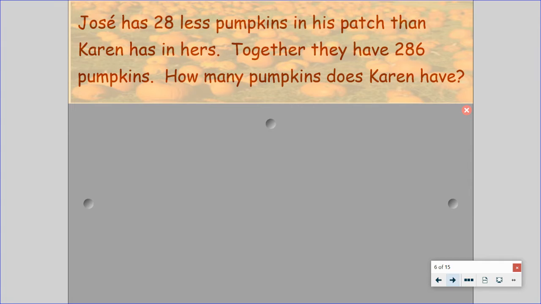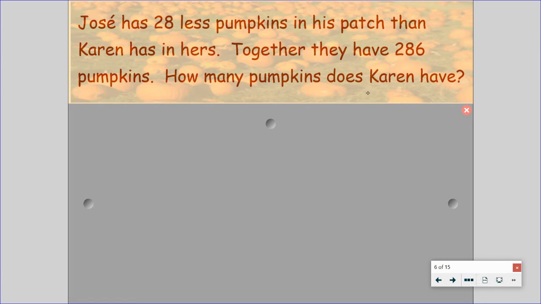So if you wish, go ahead and pause, read this on your own, come on back when you're ready. I'm going to go ahead and read it together with you. There are a bunch of audio learners out there, learn better with hearing. Jose has 28 less pumpkins in his patch than Karen has in hers. Together they have 286 pumpkins. How many pumpkins does Karen have?